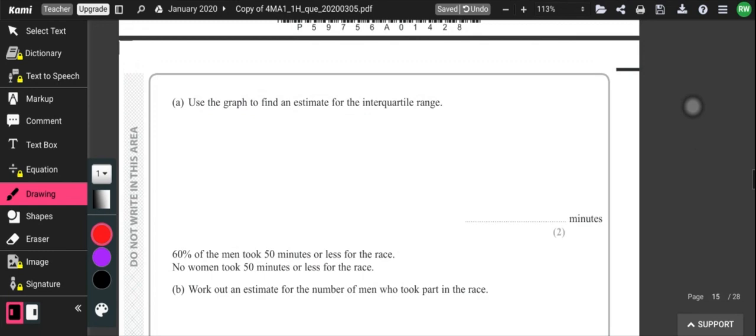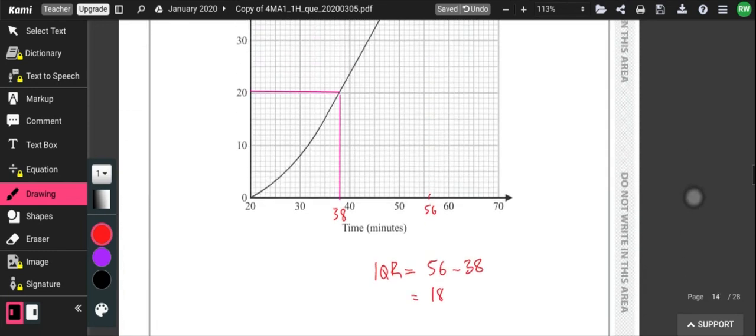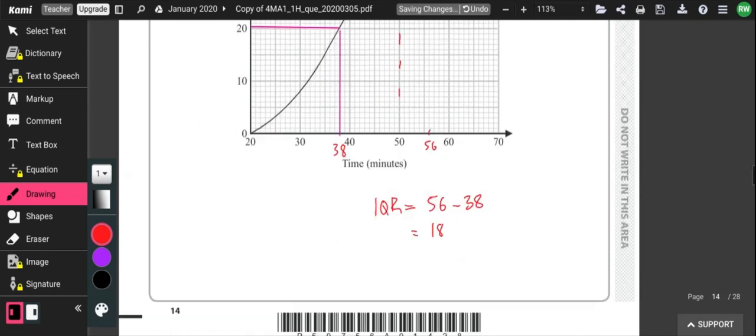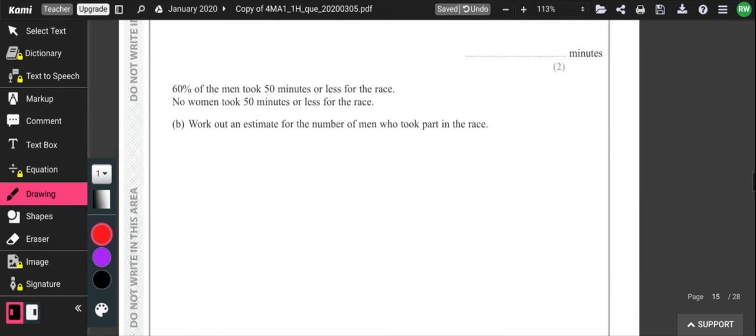So 60% of the men took 50 minutes or less. So we can read off our 50 minutes here. We would draw our line up at 50 and come across, and that is equal to 42. So 42 people represents 60% of the males.